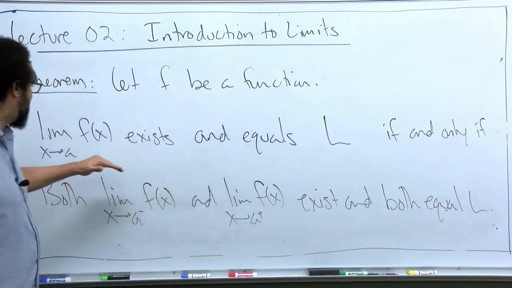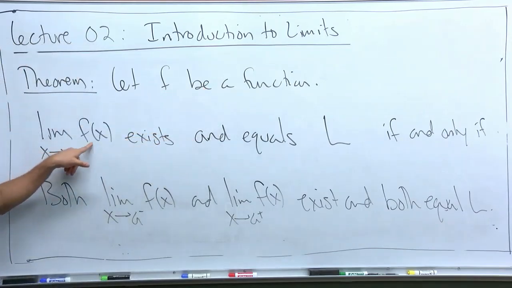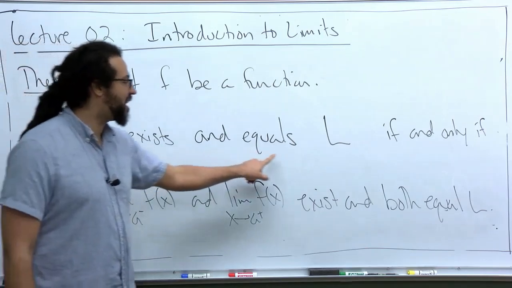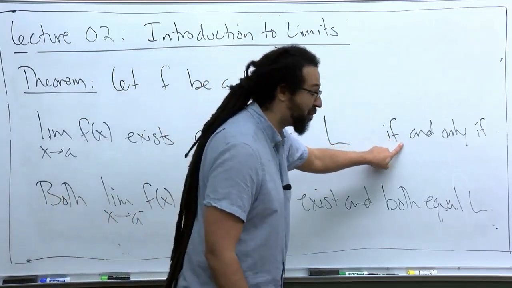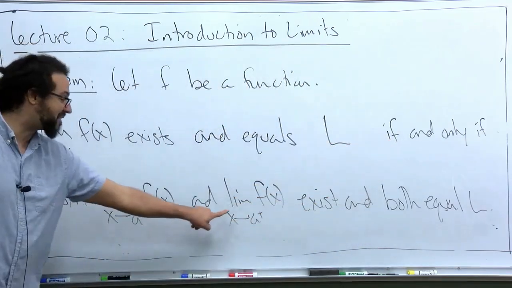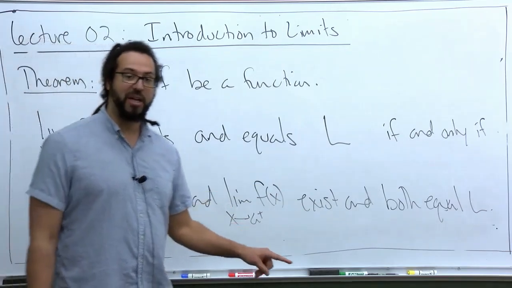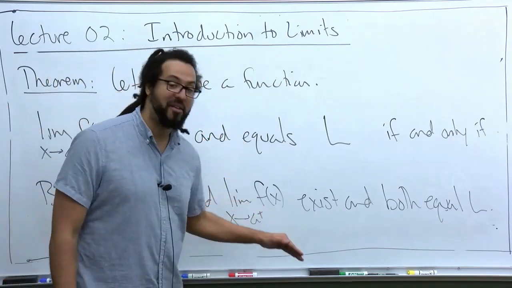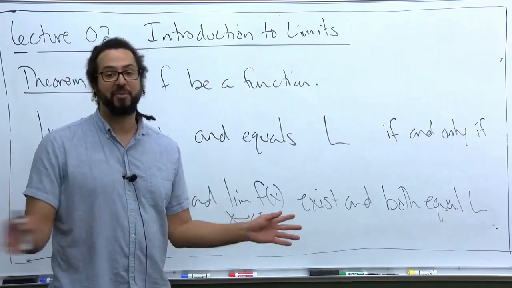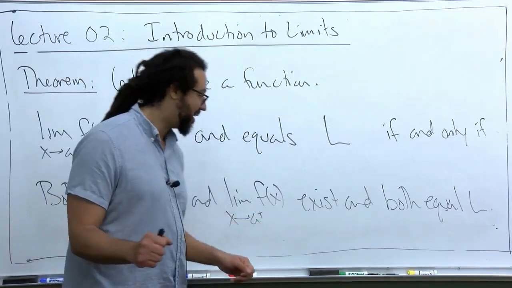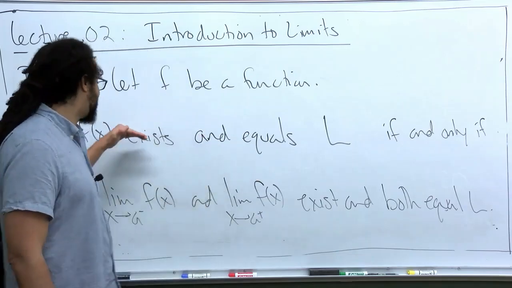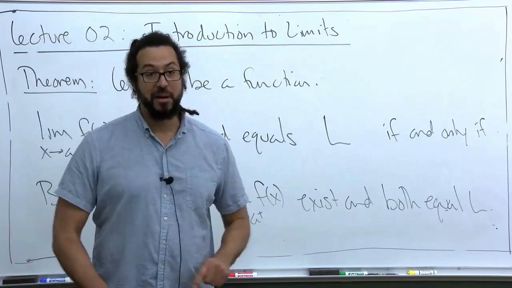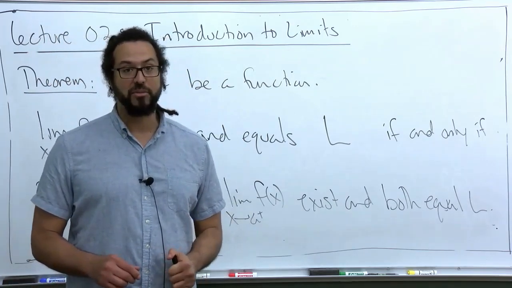Let f be a function. The limit as x approaches a of f, so the two-sided limit, exists and is equal to L if and only if, so exactly when, both of the one-sided limits exist and both of them must be equal to L. So this limit will exist if and only if the two one-sided limits exist and all of the limits have to be the same in order to guarantee existence. If that's not true, then this two-sided limit does not exist. Okay, so that's something that you want to memorize. It's very important.